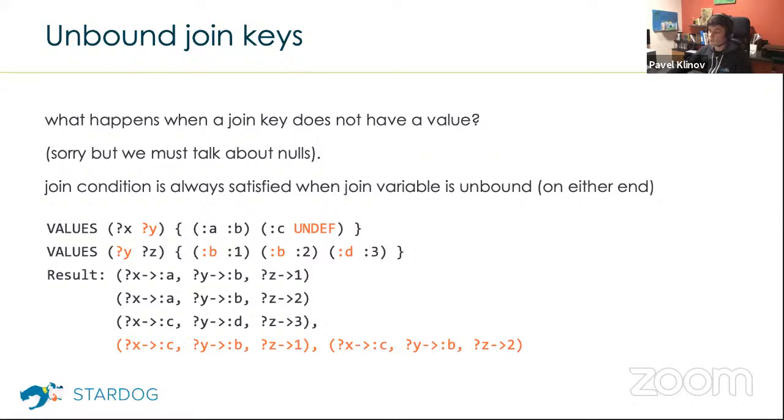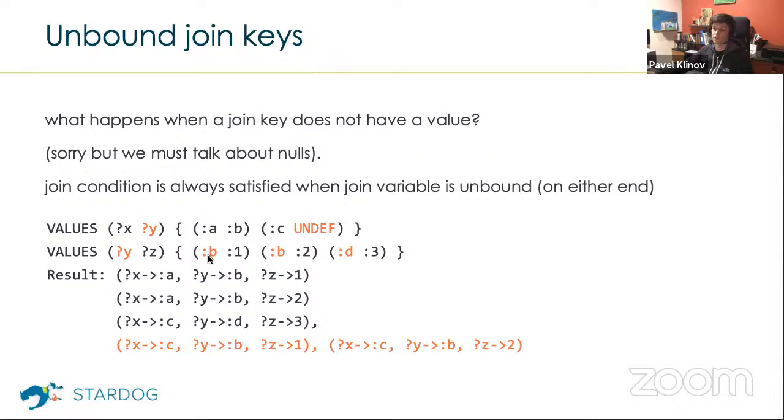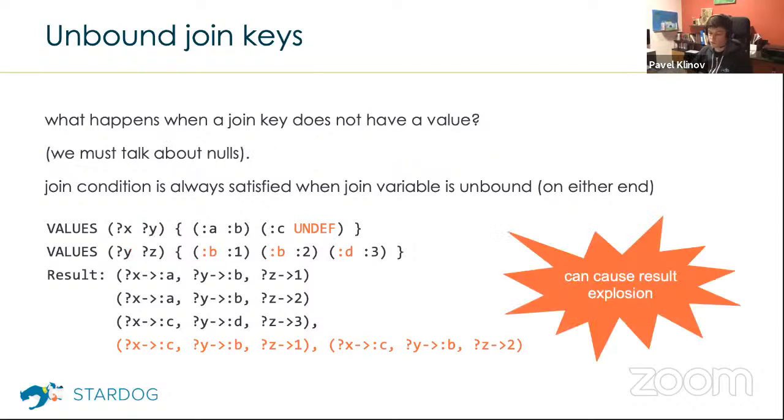The reason it's important for performance is that you get new results which you didn't expect, because that C in undef tuple is all of a sudden compatible with B1, B2, and D3, and essentially any other possible solution which can come out of the second values. So in practical terms, the query results explode in very unpredictable ways. So nulls, they do cause problems in databases in general, and in SPARQL joins in particular.